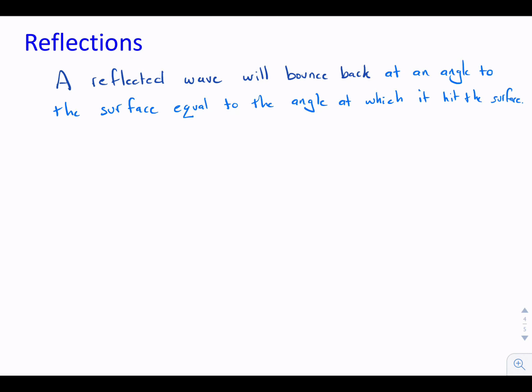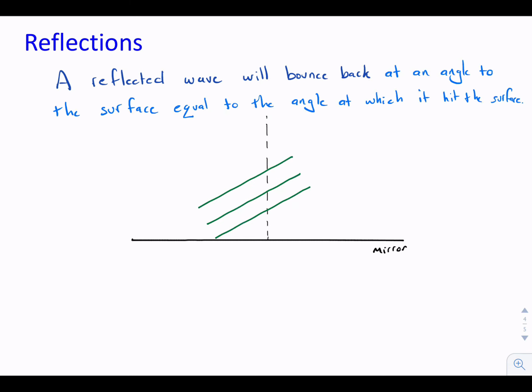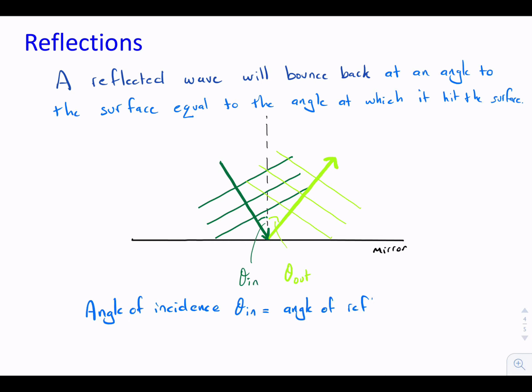If I draw it here now, if this is the mirror and I have some wave fronts going in, I'll draw a line perpendicular to the wave fronts, and this is the light ray. This is the angle going in, the angle of incidence. Now, if they get reflected and come back out again, we get these lighter green wavefronts here. I'll draw a line through here. This is the light ray, and this is our angle of reflection, theta out. So the law is that the angle of incidence equals the angle of reflection.